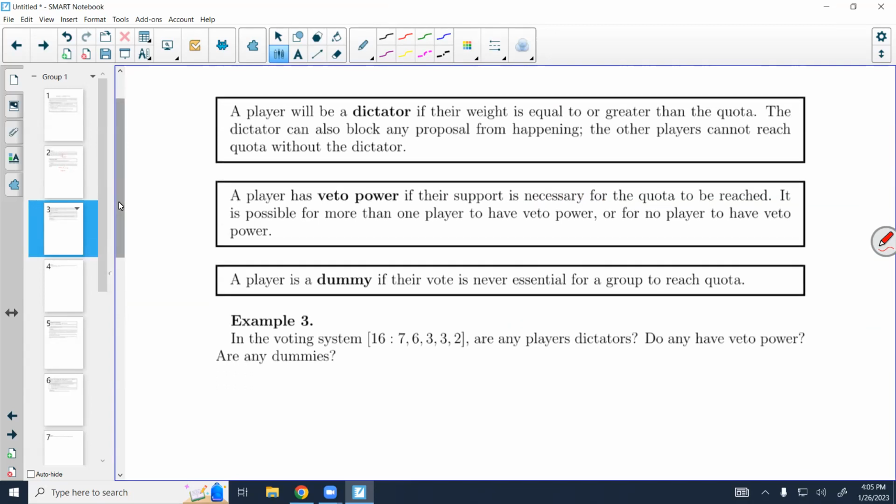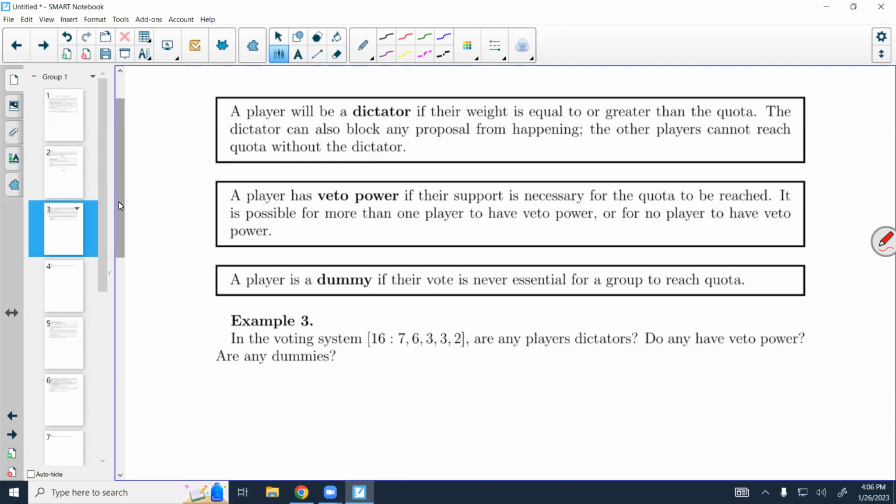Okay, so now we get to some more terms. You're going to want to remember these. Again, you won't have to memorize definitions, but you need to remember what is what. A player will be a dictator if their weight is equal to or greater than the quota. So if player 1 can pass it by themselves, they're a dictator. The dictator can also block any proposal from happening. In other words, the other players cannot reach quota without the dictator. So if you have to have them and they can pass it by themselves, they're a dictator.